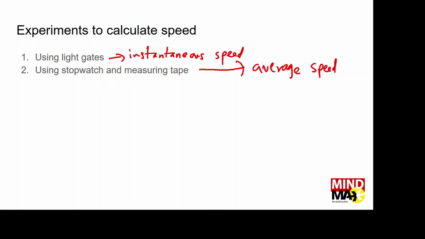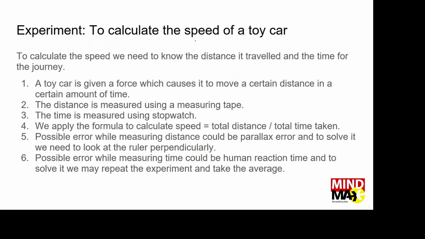So instantaneous speed, what does it mean? Instant means a moment. So the specific moment of the journey, whatever your speed is, that's called the instantaneous speed. If I wish to know the speed of the object at the 10th second of the journey, that is called the instantaneous speed. So at a specific instant of the journey, if you wish to find the speed of an object, that's called the instantaneous speed at that instant. Okay. So light gates will be used to find instantaneous speed, while a stopwatch and measuring tape would be used to find average speed. So let's first deal with finding the average speed of the toy car.